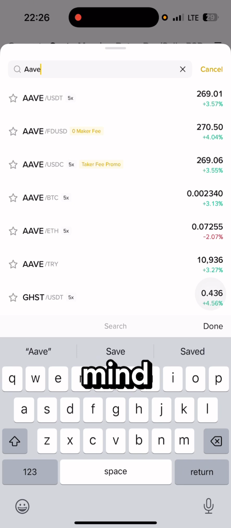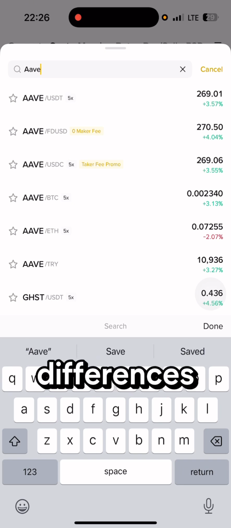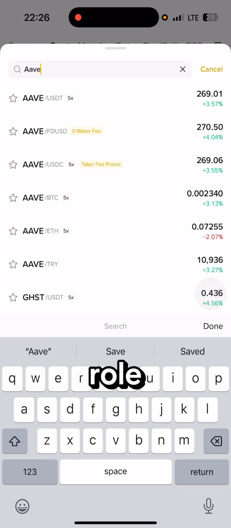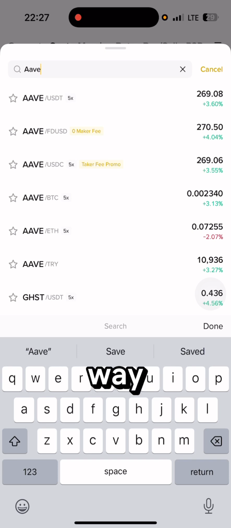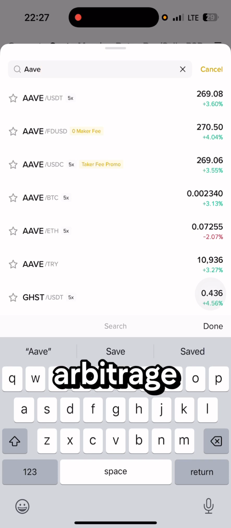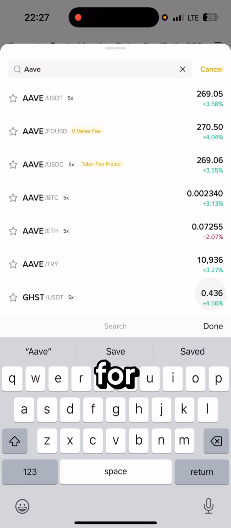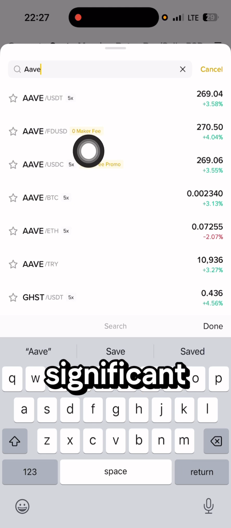But keep in mind, spotting those differences plays a very significant role, because without spotting the differences in the different markets, there is no way that the arbitrage will take place for the profit to even be made. So spotting little differences plays a very significant role.